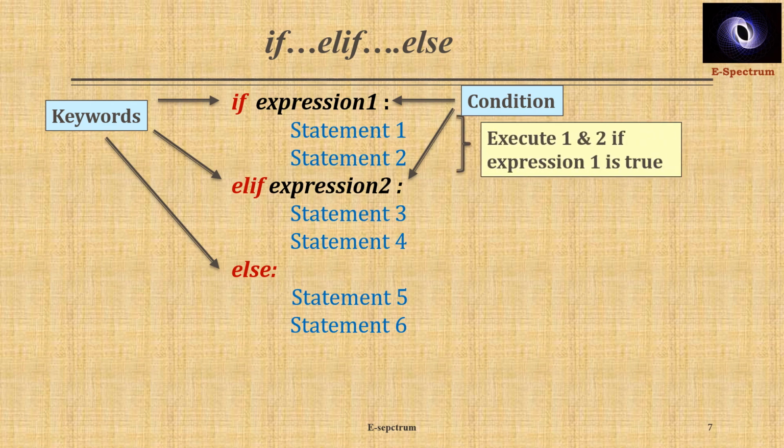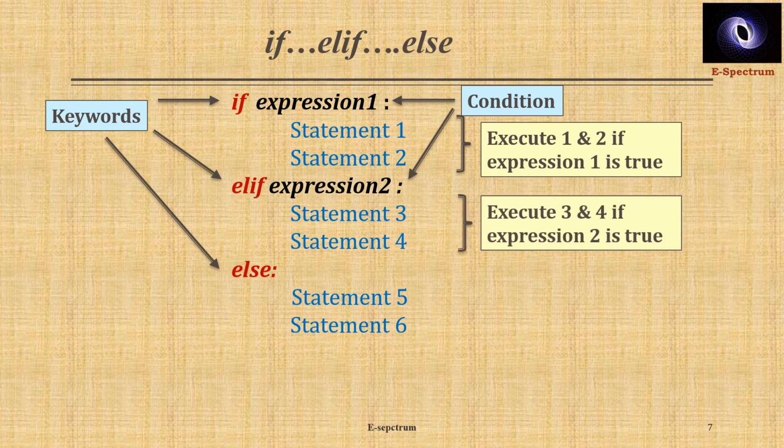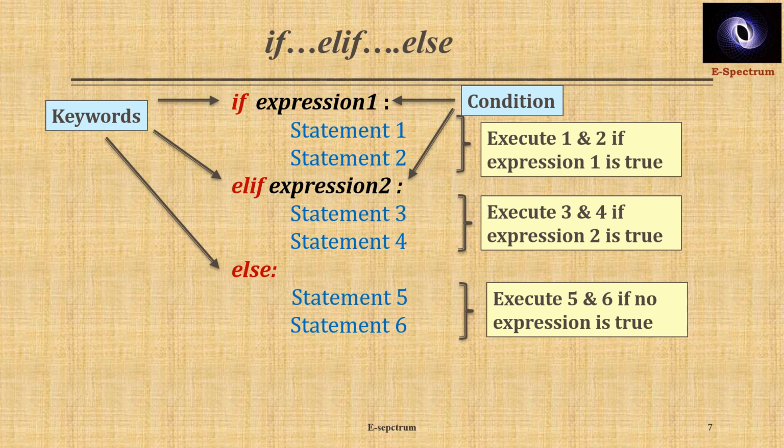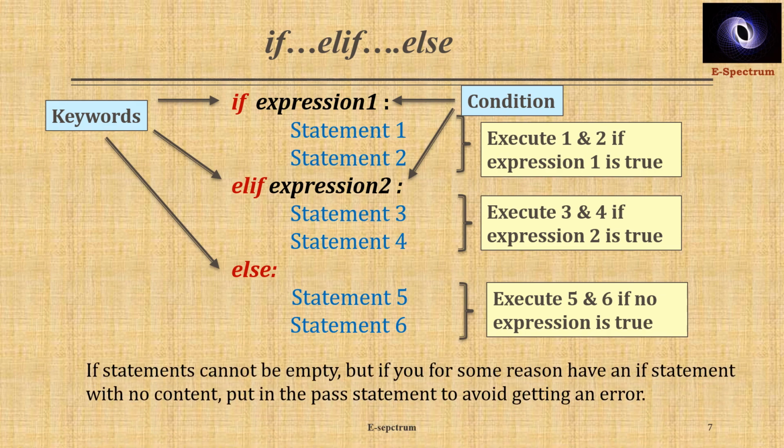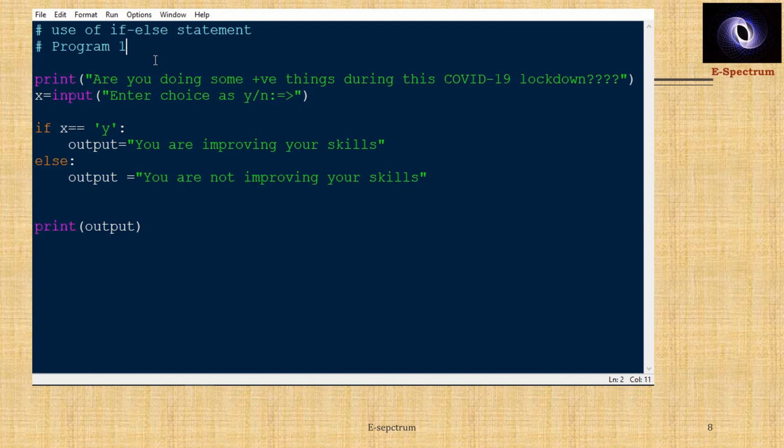I will execute statements 1 and 2 if my expression 1 is true. I will execute statements 3 and 4 if expression 2 is true. Otherwise, I will execute statements 5 and 6. If statements cannot be empty, but if you for some reason have an if statement with no content, put in the pass statement to avoid getting an error. That is, I should write something in the if statement. Let us see the program.